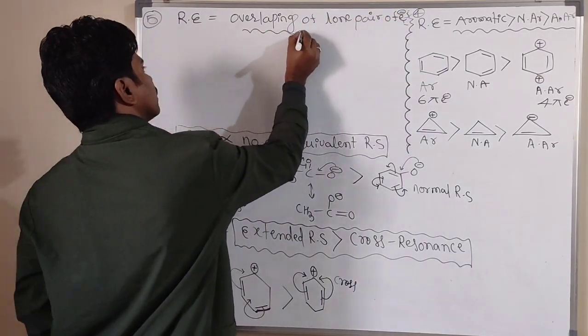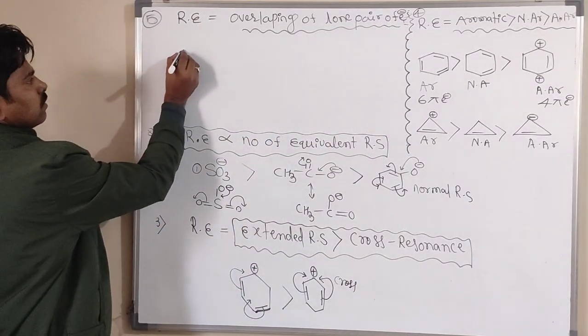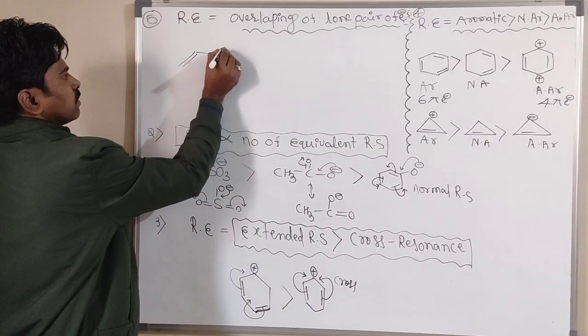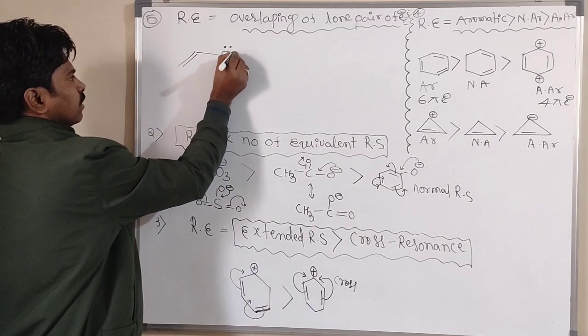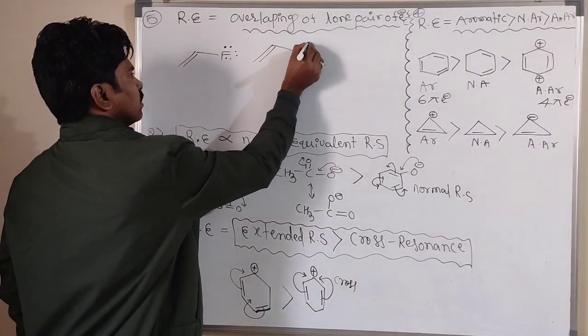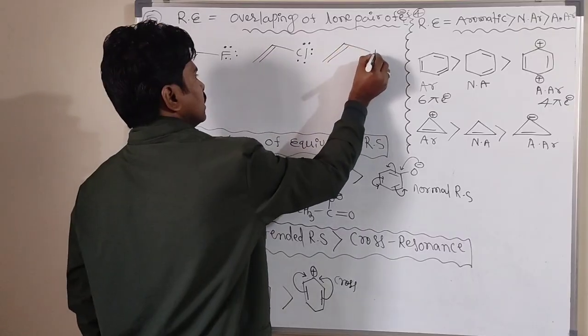Overlapping of lone pair of electrons. There is a fluorine; it consists of a lone pair of electrons. And here is the chlorine; here also a lone pair of electrons is present. And here is the bromine.